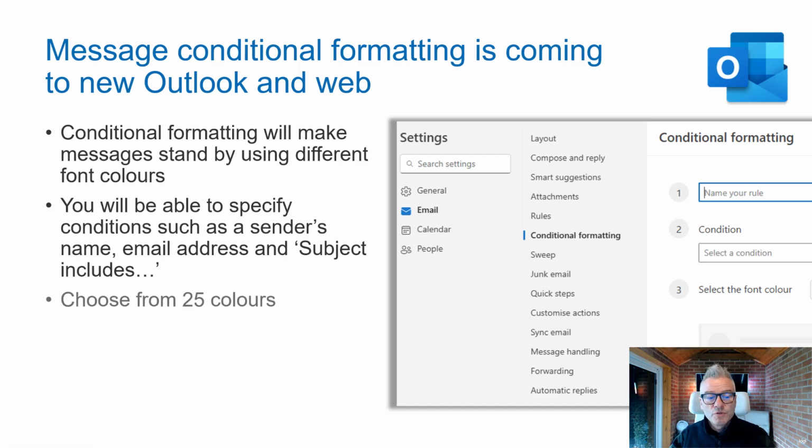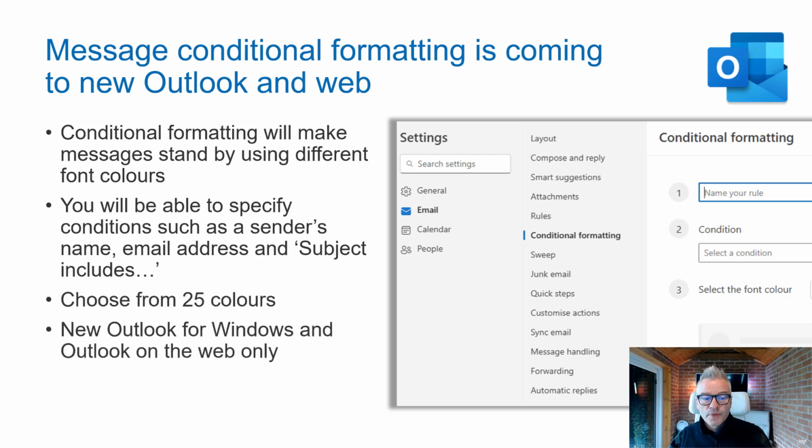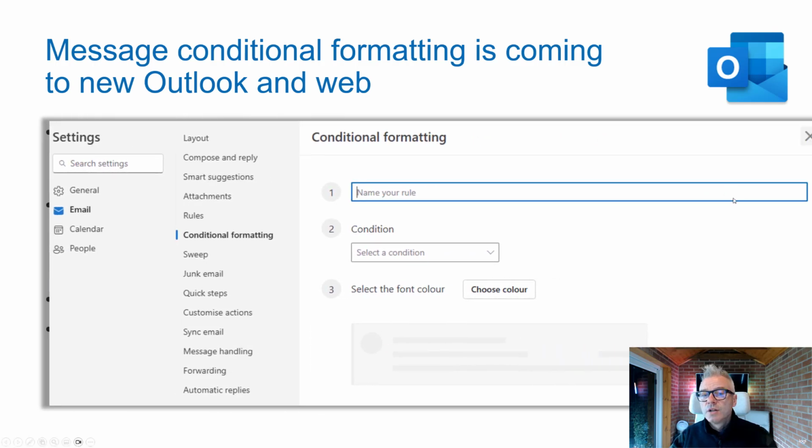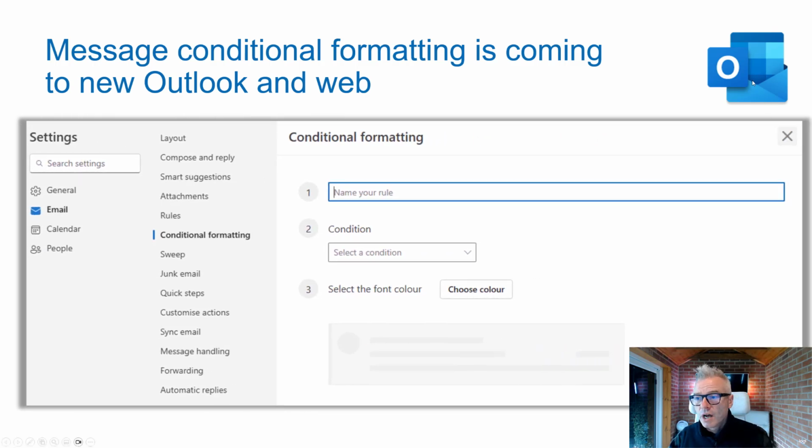So what have we got? Choose from 25 colors, and it's online and the new version only. Let's have a closer look at this. So you can see I've gone to the online version. In the top right hand corner, I've clicked on the cog. I've gone to email, conditional formatting.